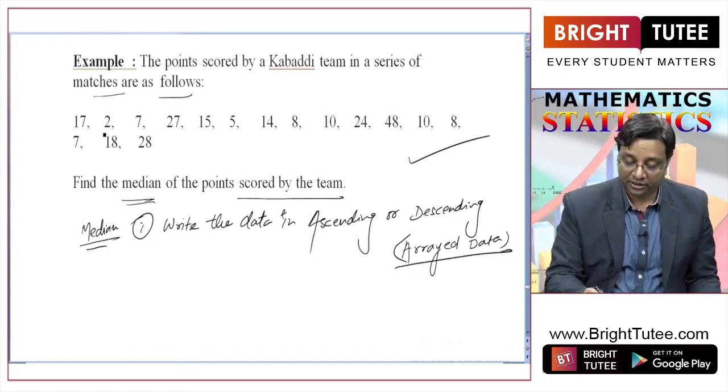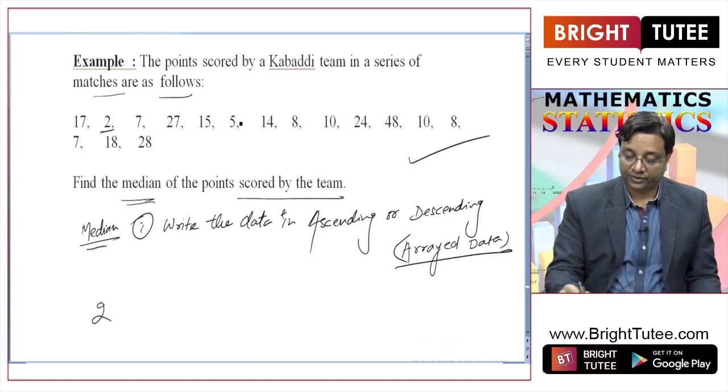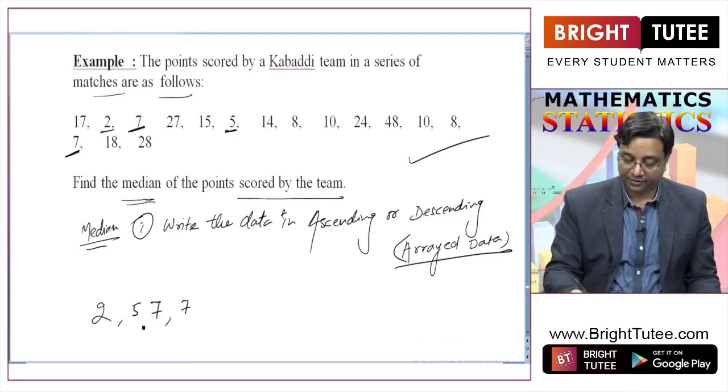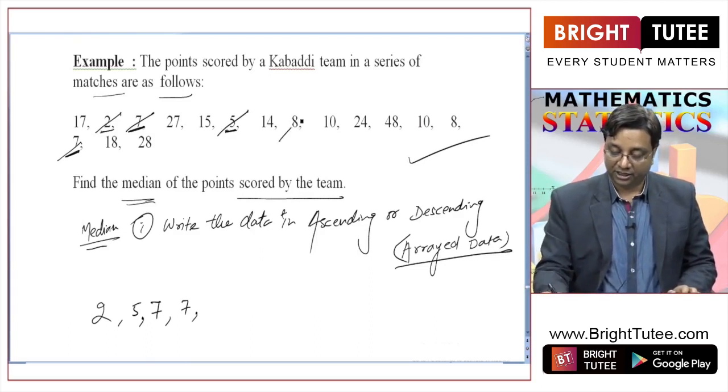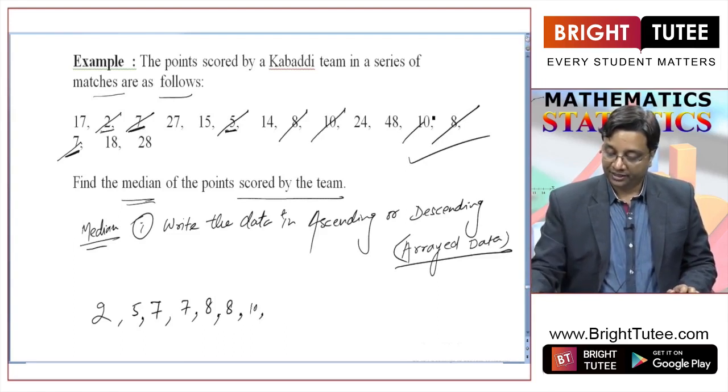The lowest point is 2. After 2 I'll write 5. After 5 there is 7. Again 7. Right? You keep on cancelling these. You keep on cutting these out so that you do not repeat any observation and write extra observation. So 8. Again an 8. After 8 do we have a 9? No. 10? Yes. 10 again? Yes. 11? No.